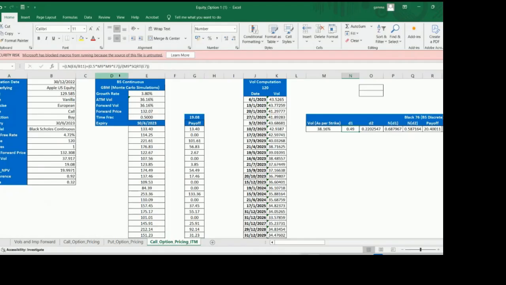We'll talk about this in detail once you are with us, like what exactly all these components are. So we calculate D1. D1 is nothing but ln F by K, where the forward price is as of 30th June 23 and the strike price is this. Then we have the volatility of 38.16%. So it's ln F by K plus sigma square by 2 times T, divided by sigma root T.